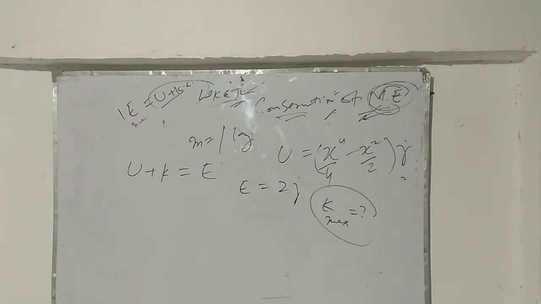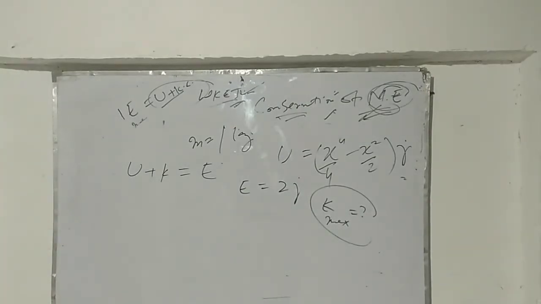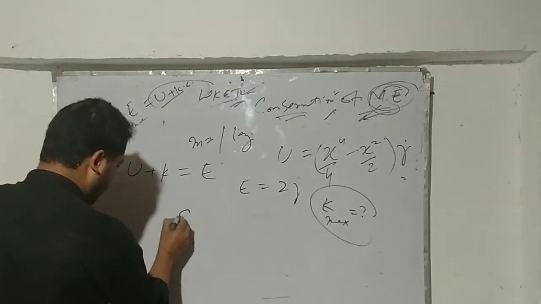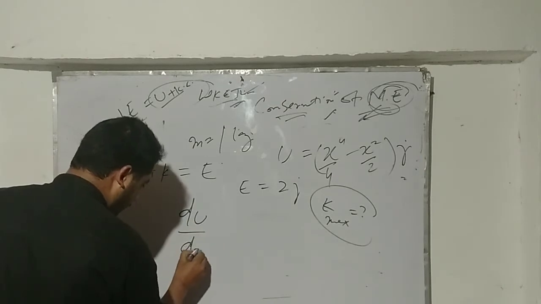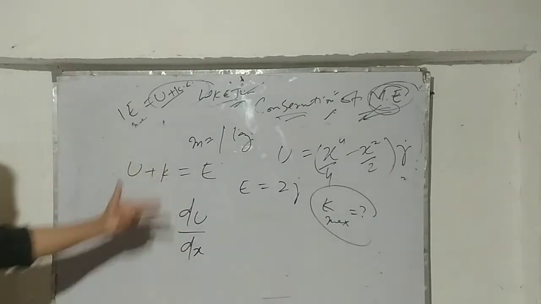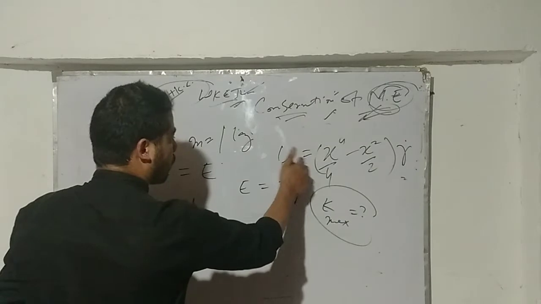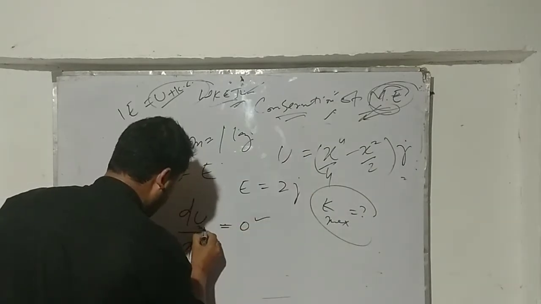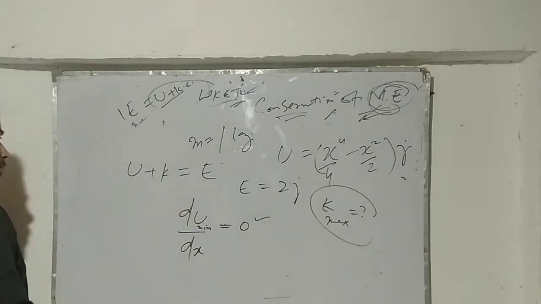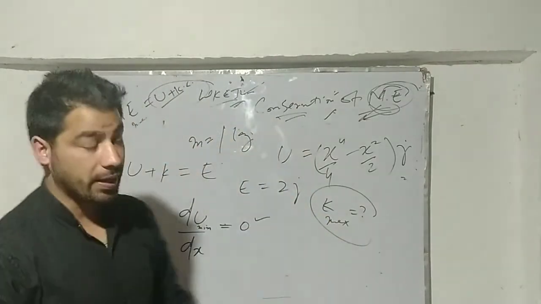How can I find its maximum value? When kinetic energy will be maximum, the potential energy must be minimum, okay? From the last discussion, if my potential energy is minimum, it means that its derivative with respect to x should be zero, because potential energy is a function of x here. Sorry, the derivative should be 0 for the minimum potential energy. The question gives me an internal hint that I need to calculate the maximum kinetic energy.